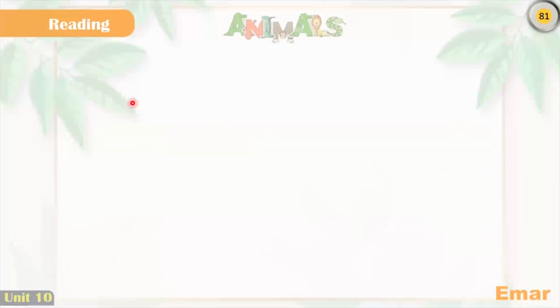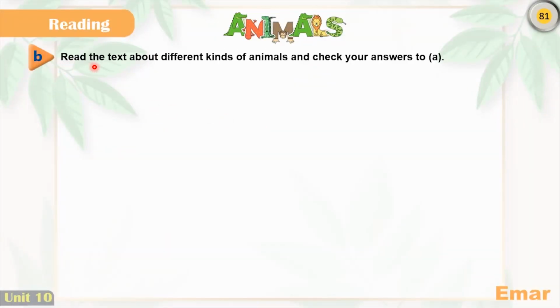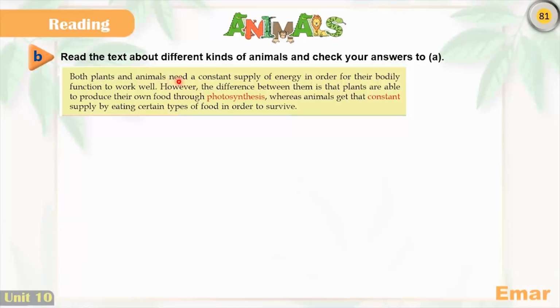Now let's move to the reading passage. Student's book, page number 81. The title reads Animals. Let's read the text about different kinds of animals and check your answers to question A. Both plants and animals need a constant supply of energy in order for their bodily function to work well. However, the difference between them is that plants are able to produce their own food through photosynthesis, whereas animals get that constant supply by eating certain types of food in order to survive.